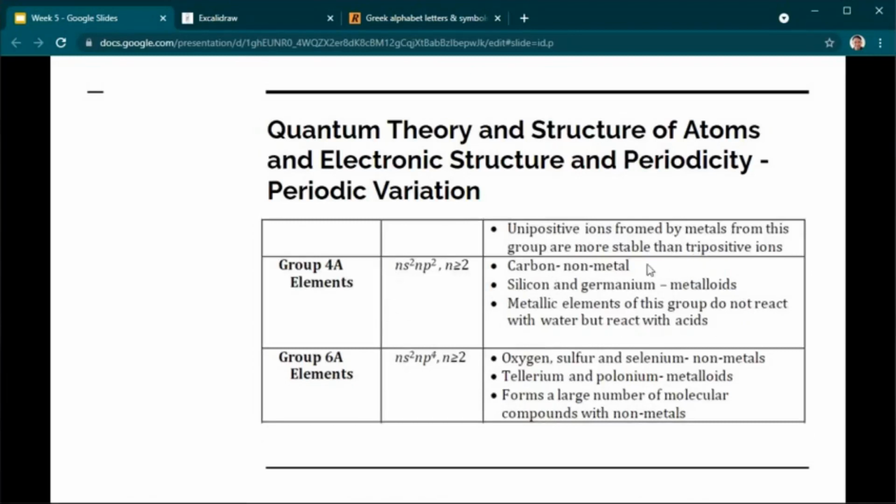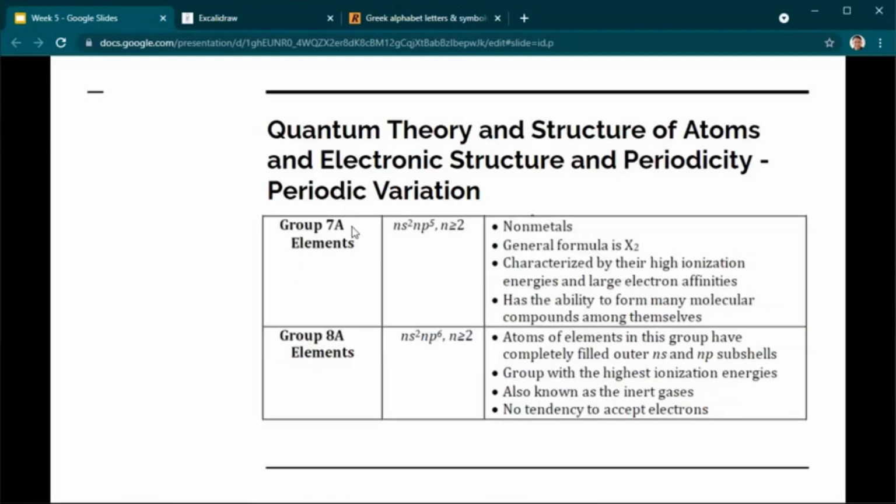Group 4A. So these are nonmetals. These are some of the elements included in group 4A. Carbon here is a nonmetal. Silicon and germanium are metalloids. The metallic elements of this group do not react with water but react with acids. We have group 6A. Oxygen, sulfur, and selenium are the nonmetals. Tellurium and polonium are metalloids, and they form a large number of molecular compounds with nonmetals.